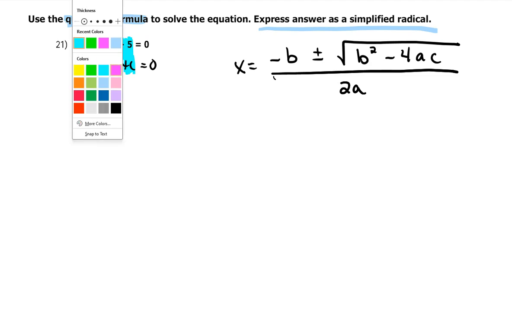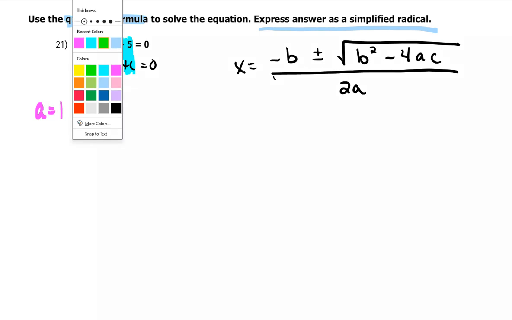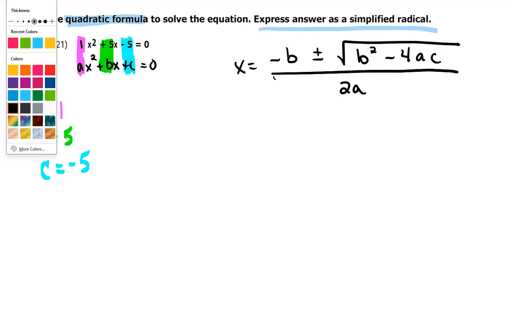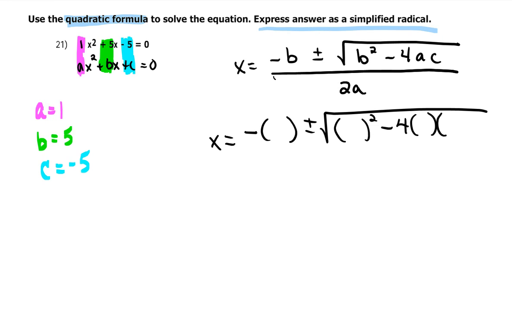So let's just write all that down, shall we? A is equal to 1. B is equal to 5. And C is equal to negative 5. So when I come over here to my quadratic formula, it's going to be negative of whatever b is, plus or minus the square root of whatever b is squared, minus 4 times whatever a is times whatever c is, all over 2 times whatever a is.